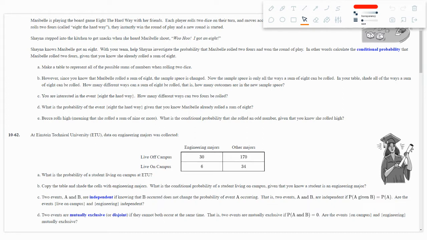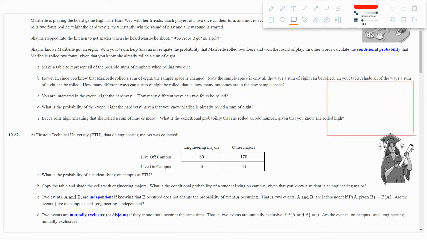To start us off, this is going to be a nice little review from last semester. For this one, it says to make a table to represent all the possible sums of numbers when rolling two dice. There's a lot to this, so I want to make sure that we include every single possible solution. The way you can do this, you don't have to make a crazy table. I'm just going to make a table for us. I think it just makes it easier.